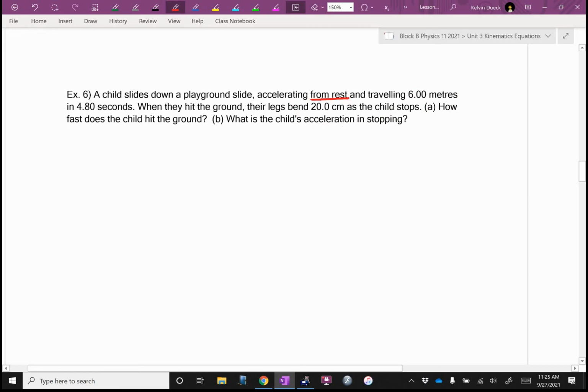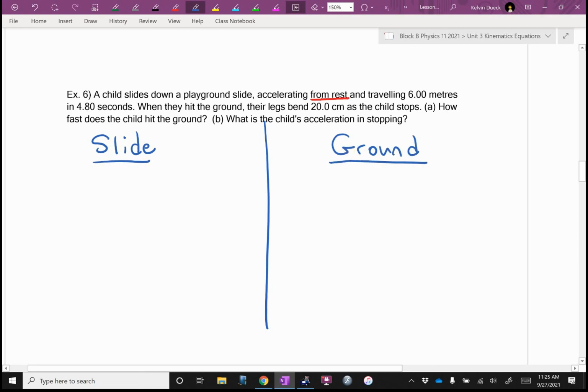And what are the 2 parts? I think on the slide and on the ground. Because this distance, they're on the slide, but this distance is when they hit the ground. So I told you I'm going to be lazy but organized. How many parts does this question have? Slide. Ground.